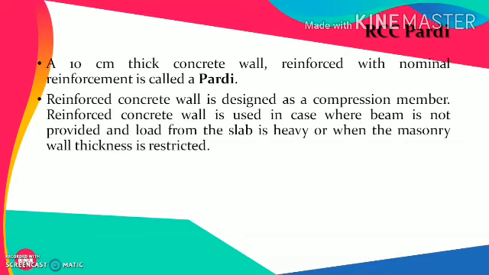A reinforced concrete wall is designed as a compression member. The reinforced concrete wall is used in case where beam is not provided and the load from the slab is heavy, or when the masonry wall thickness is restricted. In such case, generally we prefer the RCC Pardi. This can even be used as the retaining wall in case of underground construction.